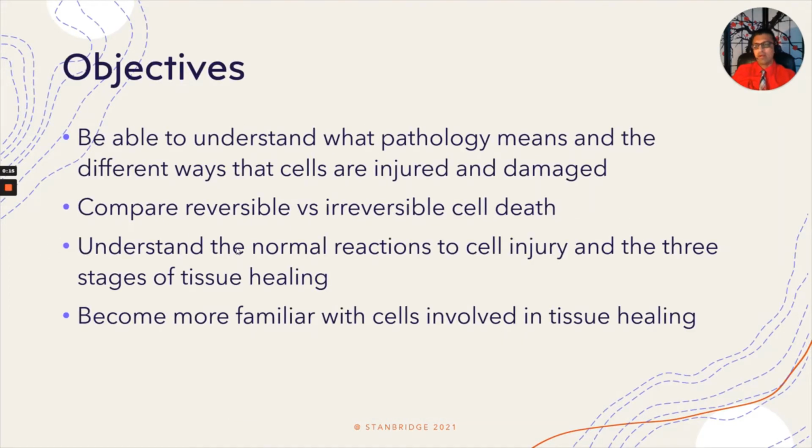So what are the objectives? Be able to understand what pathology means and the different ways that cells are injured. Compare reversible versus irreversible cell death. Understand the normal reactions to cell injury and the 3 stages of tissue healing. That's very important, so make sure you pay attention to that. Become more familiar with cells involved in tissue healing. Now again, everything is important, right? But I will point out certain things that hold a little bit more value over something else.